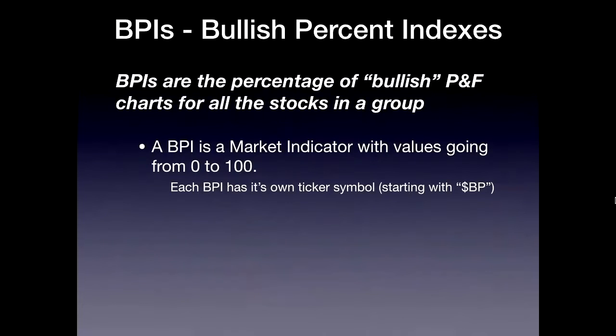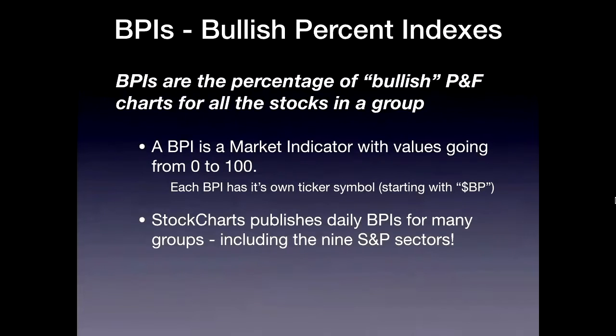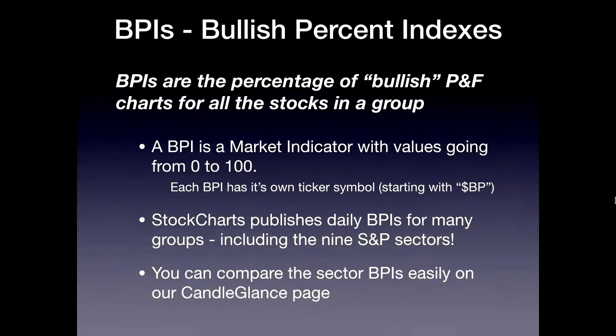The BPI is a market indicator, meaning that it is a ticker symbol. It's not a technical indicator that you select from a drop-down. Instead, you type in a ticker symbol. They're all going to start with $BP. And so we have different BPs for each of the sectors that we're going to go over. We also have them for markets and other kinds of things, but I'm going to focus on the sector BPIs. The best way to look at those is using our candle glance page, and that's what I'm going to show once I'm finished. With that, let's get to the demos.